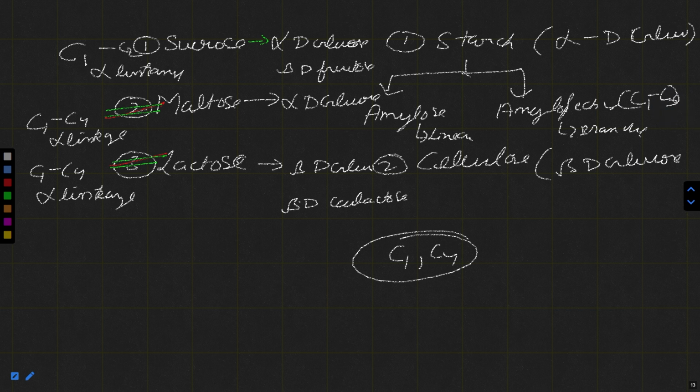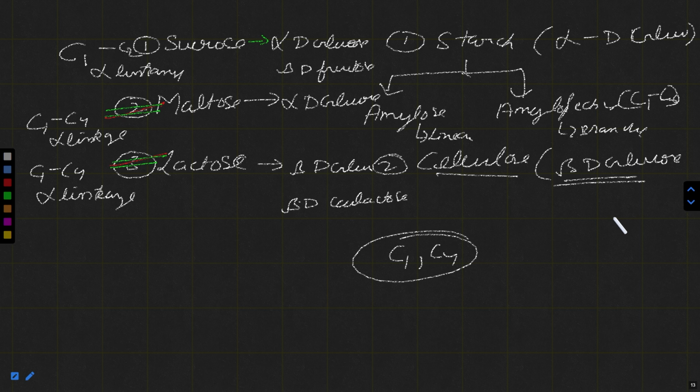Meaning we have two linear chains of C1 C4 glucose, and two such linear chains are attached at the C1 C6 position, and we have an alpha linkage there. Now if I talk about cellulose, we have beta D glucose, but the linkage is C1 C4 beta linkage. So if you look at all of these structures, you will be able to define which of these is reducing and which is not reducing.